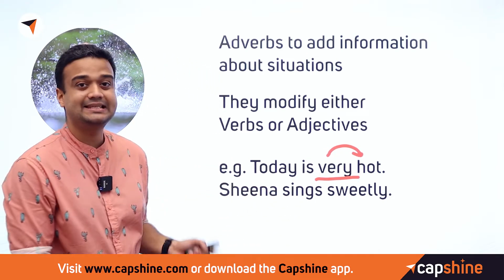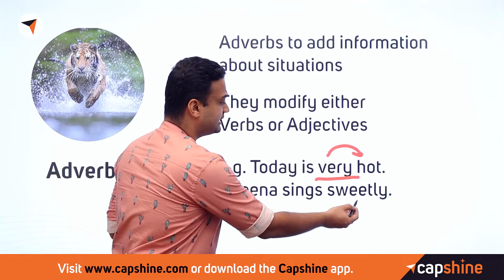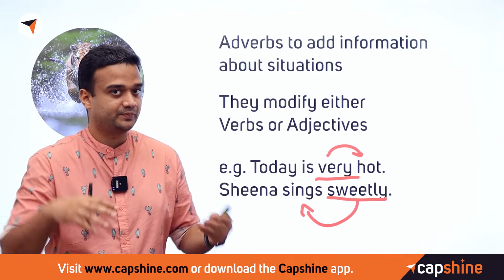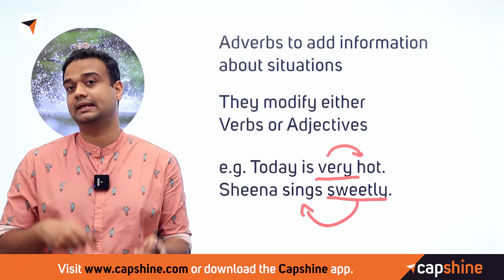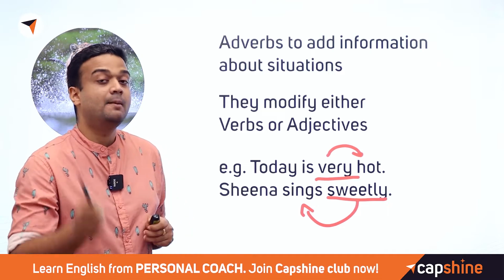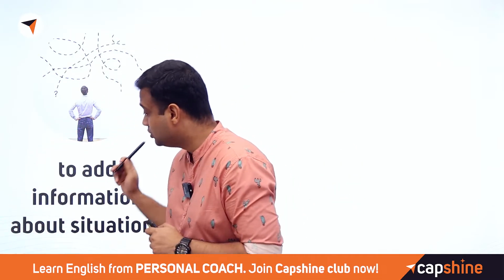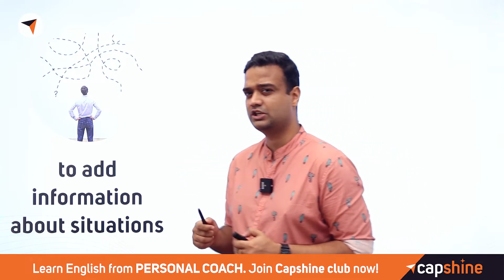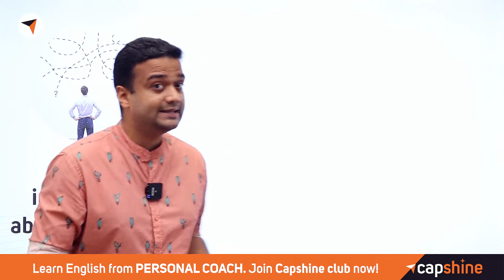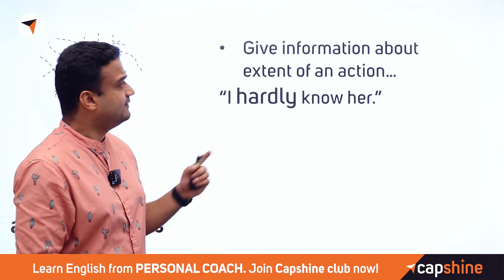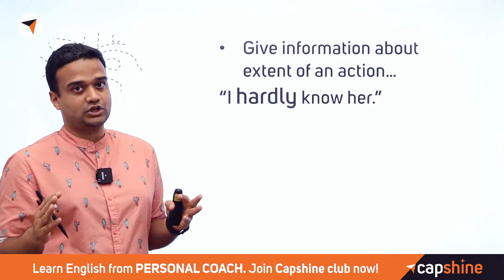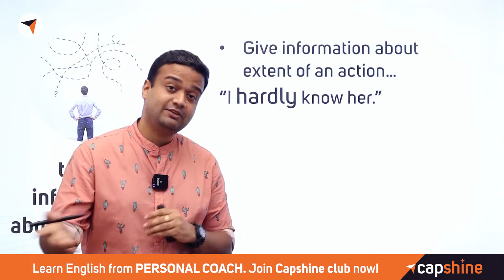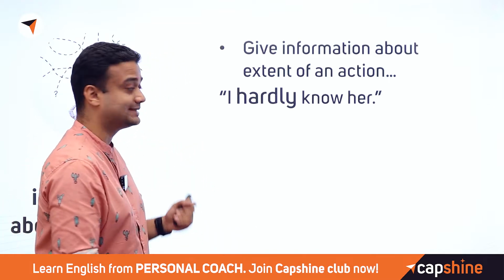Similarly, Sheena sings sweetly. To tell you more about how Sheena sings, I use the word sweetly, which is of course an adverb. Let's look specifically at only and hardly today. But before that, another point. You use these intensifiers to add information about situations for various reasons. What are these reasons? Well, to give information about the extent of an action, right? Sometimes we talk about whether an action is happening or not, but if we want to be specific about the extent, then we use these words.